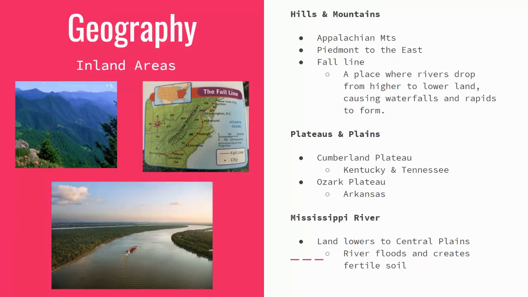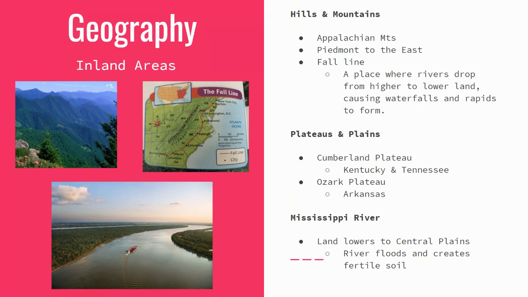The inland area of the Southeast has different features. There are hills, mountains, plateaus, plains, and the Mississippi River. The Appalachian Mountains run through the middle of the Southeast. The Piedmont is located to the east of the Appalachians. A Piedmont is an area of high land at the foot of mountains. Where the Piedmont meets the coastal plain is the area that geographers call the fall line.